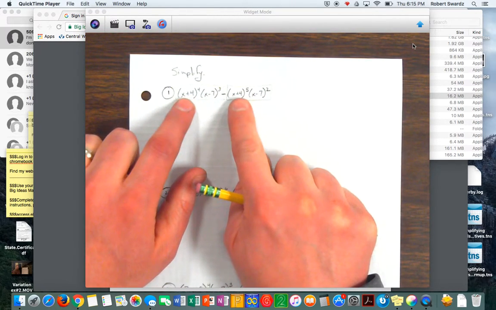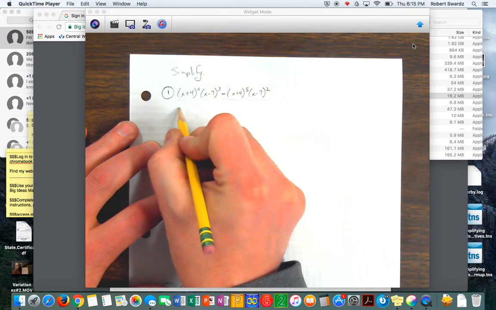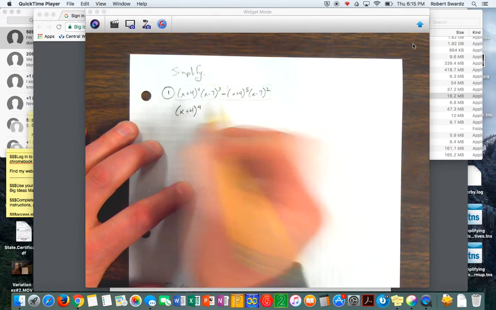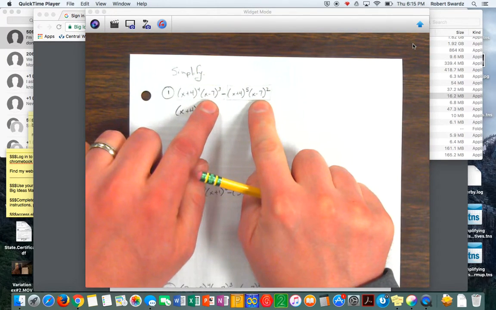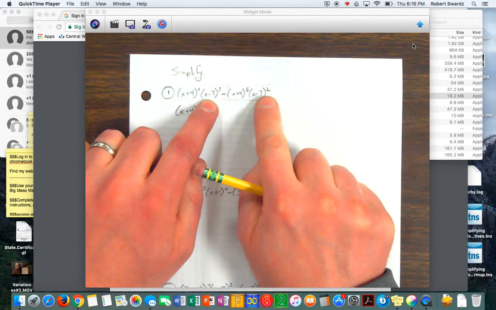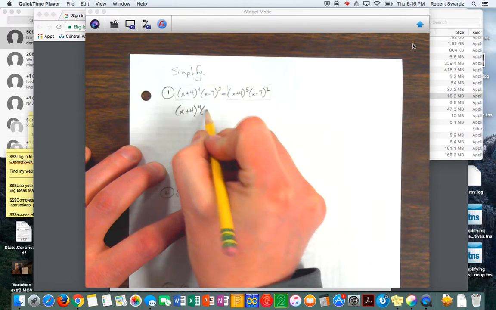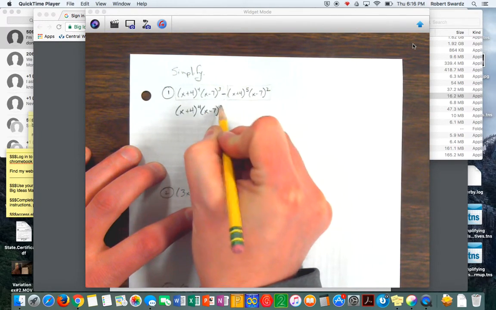Now you can take the least number out. So the least number is 4 x plus 4s. So we're going to take out here as a greatest common factor x plus 4 to the fourth. Now we also have some x minus 7s in common, and 2 is the least.